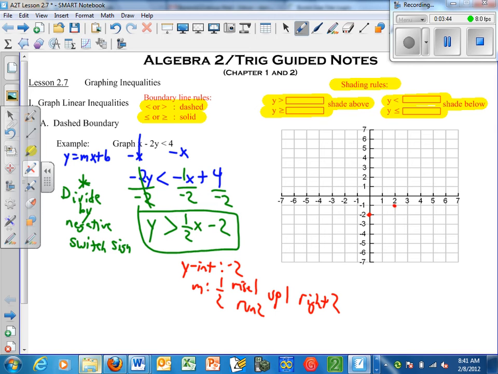And I'm going to repeat this a few times. So I'm going to go up 1, right 2. If I went the opposite way, I'd go down 1, left 2.